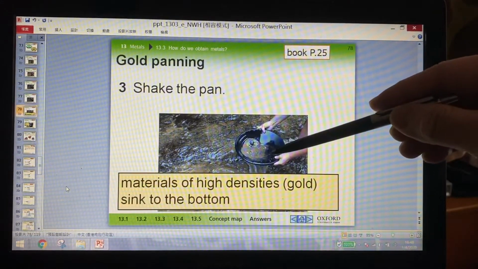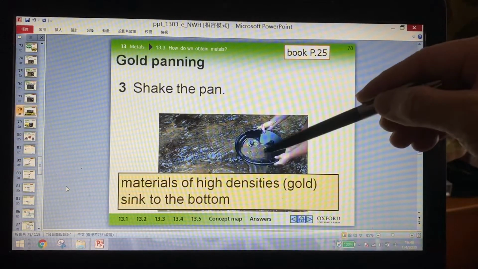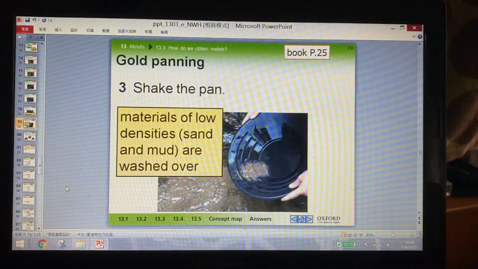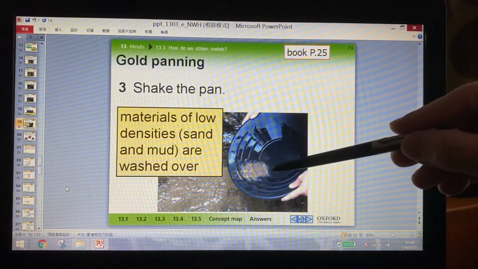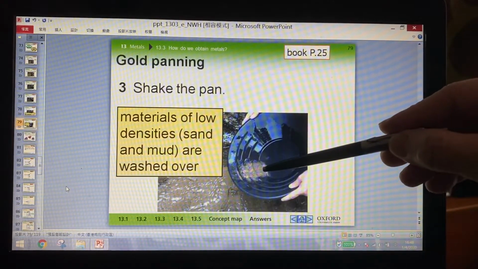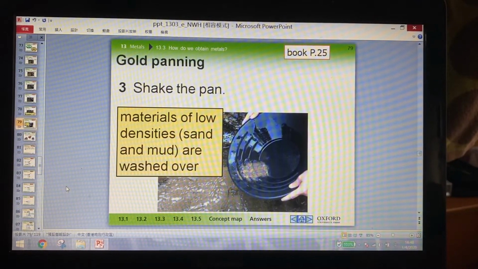Because gold is a metal, it has high density. It is easy to sink to the bottom of the pan. So after the sand and mud are washed away, if you are very lucky, the small pieces of gold will be left in the pan.